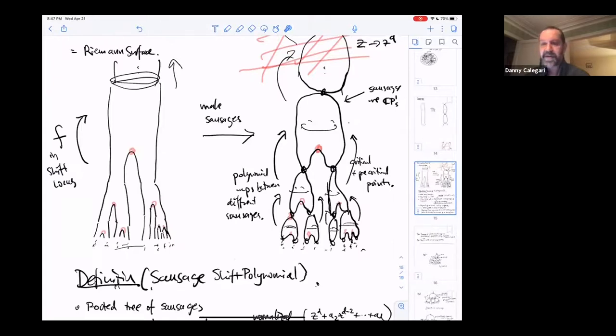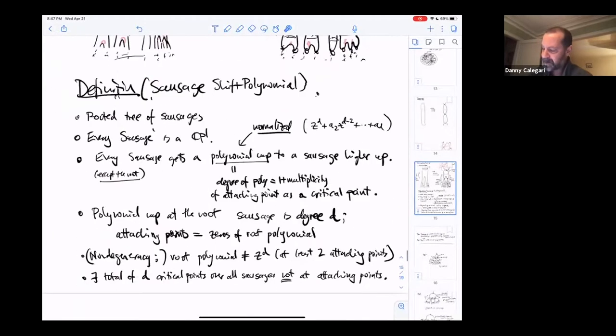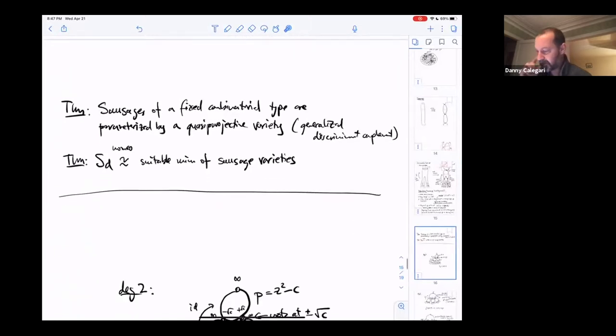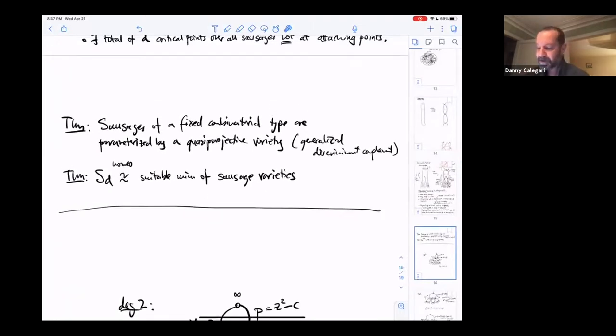So once we fix a combinatorial type, the data of this sausage polynomial is just described by a finite collection of honest polynomials. And the coefficients of those polynomials are subject to some algebraic constraints. And so the set of such things is in a very natural way an algebraic variety, a quasi-projective variety. In fact, they're quite special. They're basically these generalized discriminant complements.